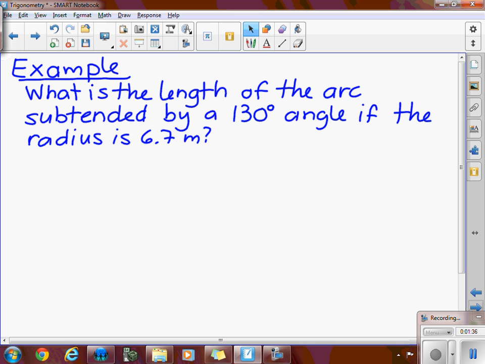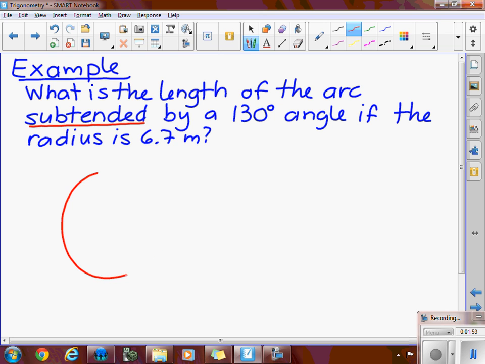Here's our first example. What is the length of the arc subtended by a 130-degree angle if the radius is 6.7 meters? Now there is a new word in there, one word that you might have seen back in circle geometry, is subtended. And we'll talk about that when we make our diagram.